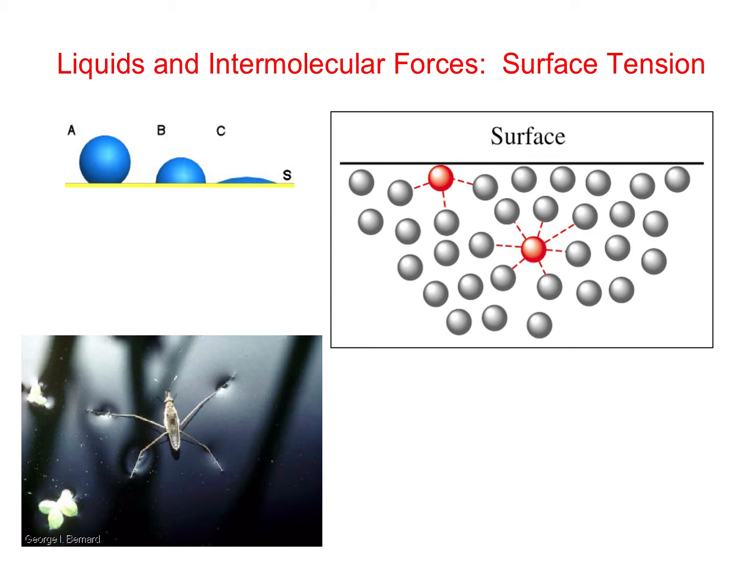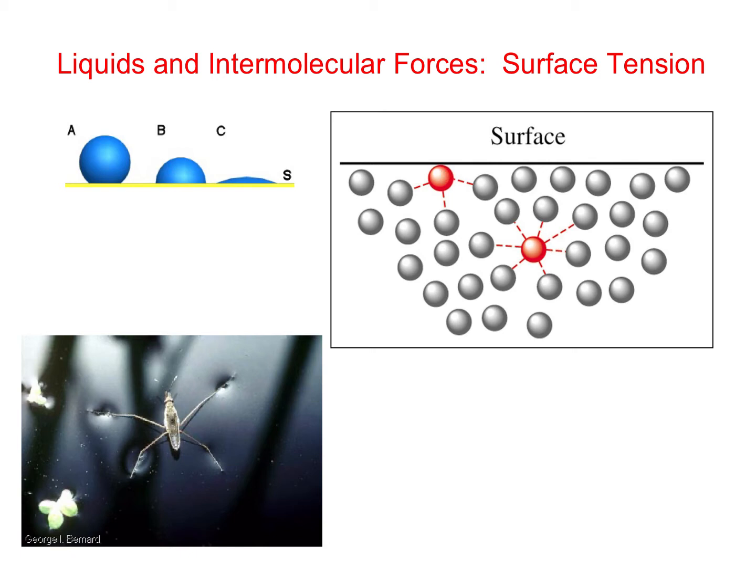Surface tension arises from the fact that molecules in the interior of a liquid are more stabilized than molecules on the surface of the liquid. That's because molecules on the interior have more molecules that they can interact with through their intermolecular forces and are therefore stabilized, whereas molecules on the surface have fewer of those intermolecular force attractions, and so they're less stable.